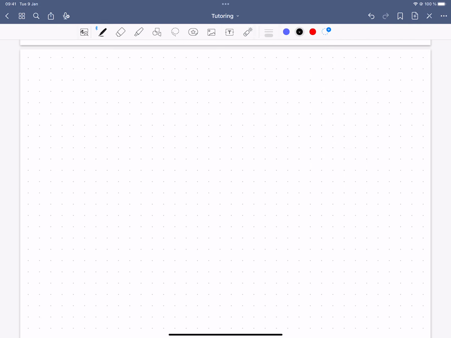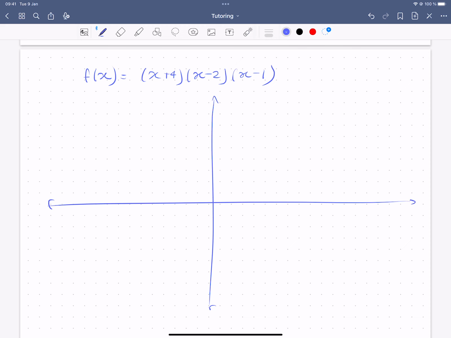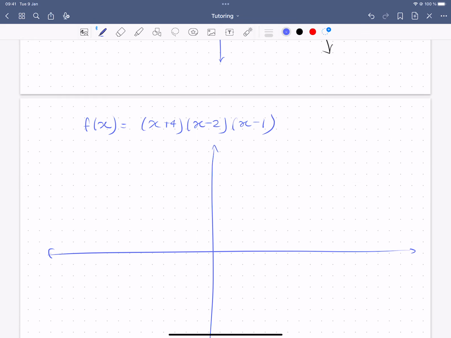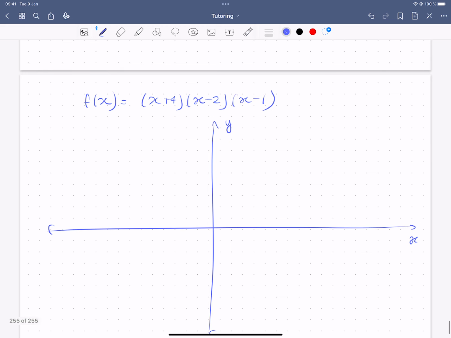So we've got the graph f of x equals x plus 4, x minus 2, x minus 1. So that graph, let's have a go at graphing it. Remember, I don't know if I followed the conventions properly in my other examples, but remember here that has to be a y there and an x there. We have to put arrows on all of the ends.